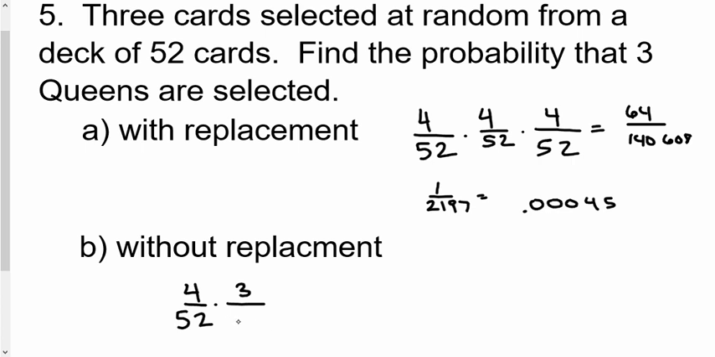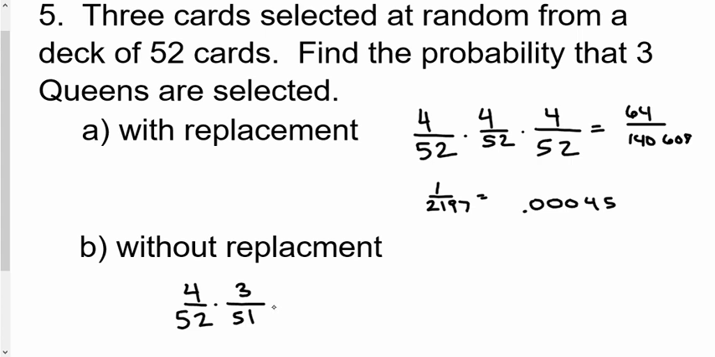And how many total cards were there? Because not just the queens changed, but the total cards changed. Now instead of 52 cards, there were only 51 cards in the deck. That's because you have that Queen of Hearts sitting off to the side already.